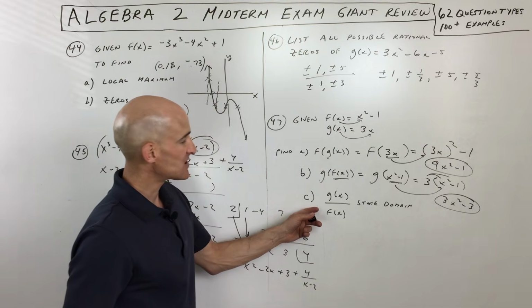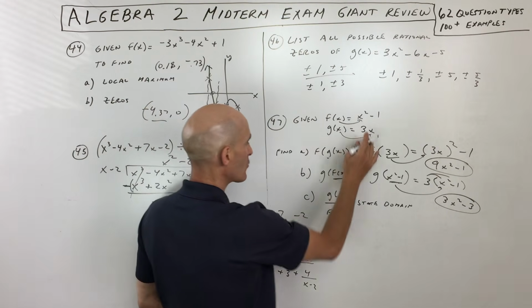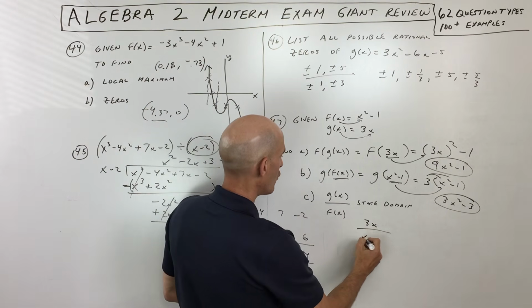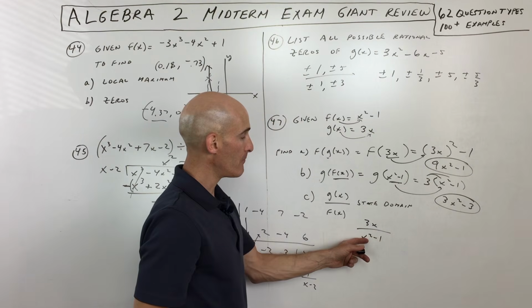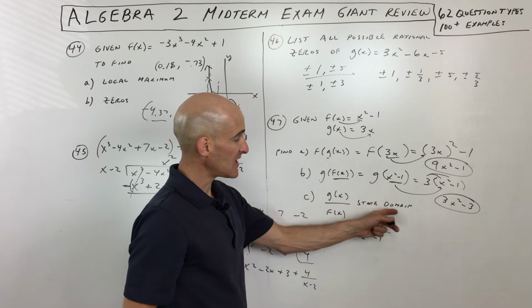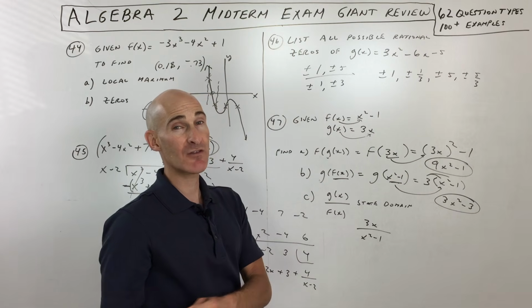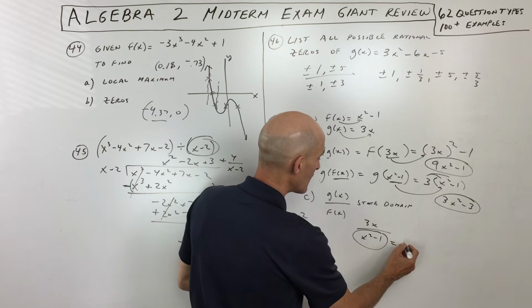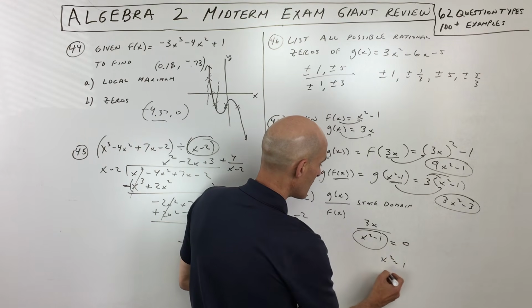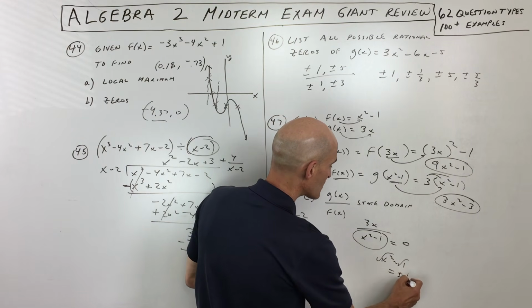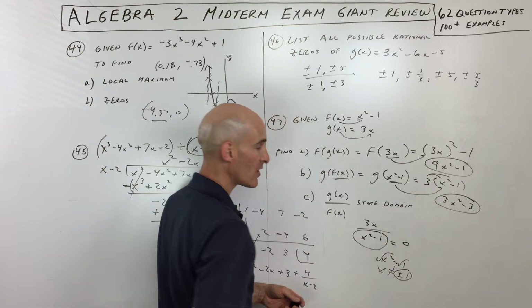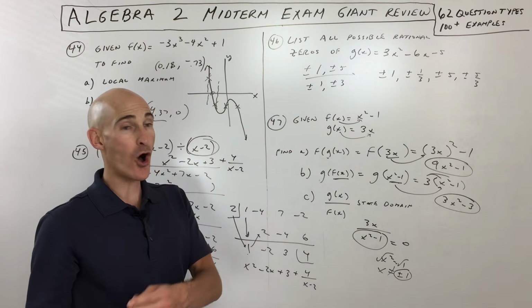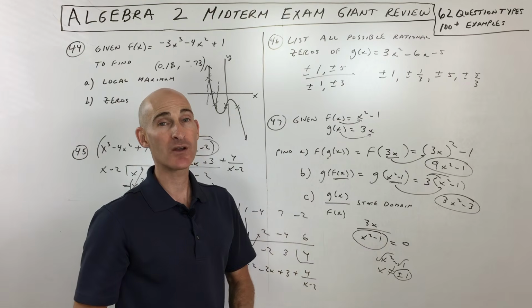Okay, now letter C says g of x divided by f of x. So here what we have is 3x over x squared minus 1. Now that's our answer, but it says state the domain. Now when we look at fractions, we can never have the denominator be 0 because that's undefined. So what I would do is I would set that denominator equal to 0, take the square root of both sides. Remember, you get two answers, so that means that x cannot equal plus or minus 1. So the domain would be all real numbers except for positive 1 or negative 1.